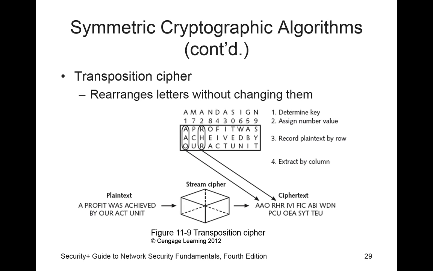So is this a real ciphertext? No. It should be IVI right here. I mean, where are they getting the AAO? AAO right here. RHR. That's where you take your plain text, you put it in here, and you create your ciphertext by extracting by the columns. The columns of the correct assigned number value. You following along now?